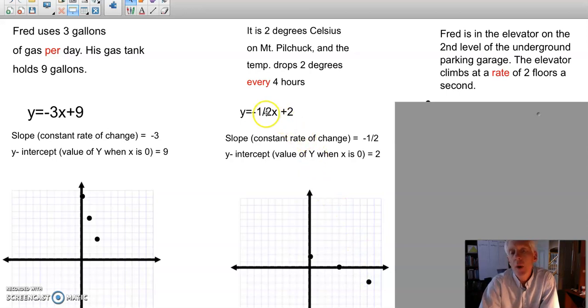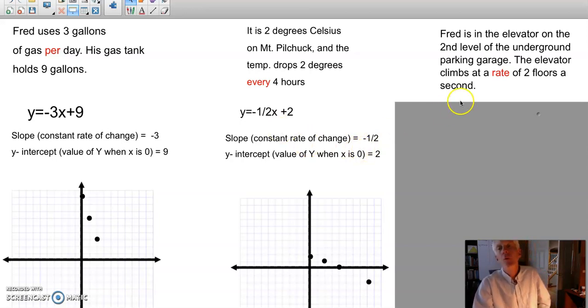Now the slope of 1/2 comes in this. We did this in 4-hour increments. We could make it in 2-hour increments and go down 1 degree. And you can see it's on the same line right there. So that's an example of y equals -1/2x plus 2. Same situation, we find the rate, the constant rate. We find out where it starts, and we graph from there.